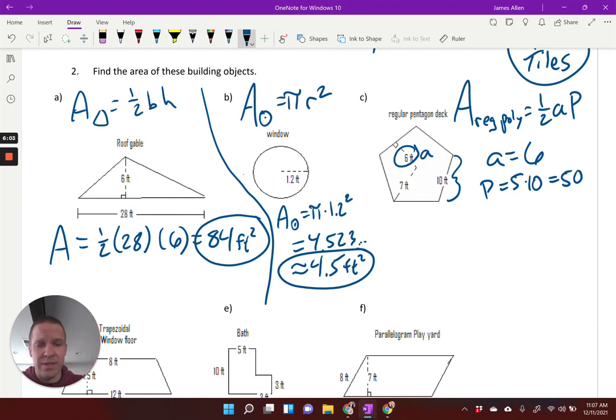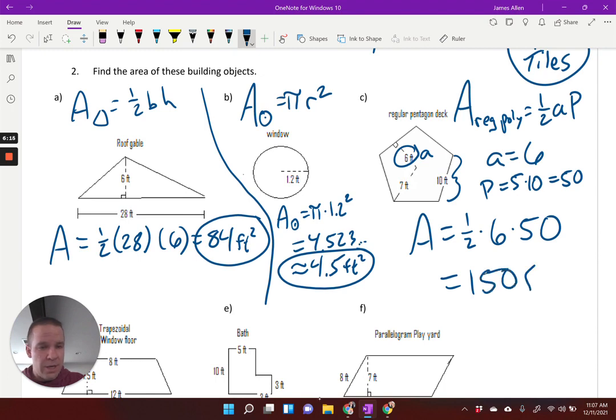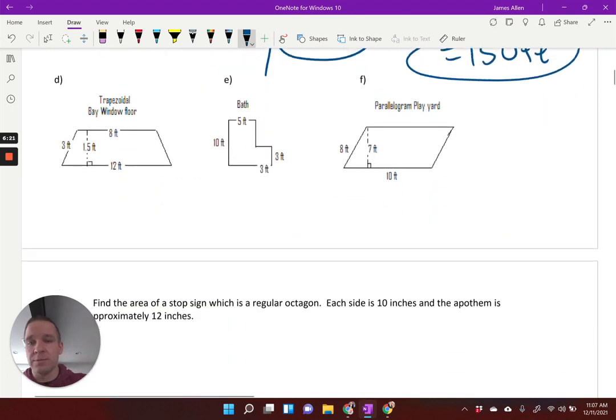Now I can plug this all into my calculator, or actually into the formula first, and I can actually probably do this one in my head. These look like decent numbers. All right, area is 1/2, and then I got my apothem is 6, and then my perimeter is 50. 1/2 times 6 is 3. 3 times 50 is 150. Again, we're using feet, so square feet. Awesome. Wonderful. Keep moving.